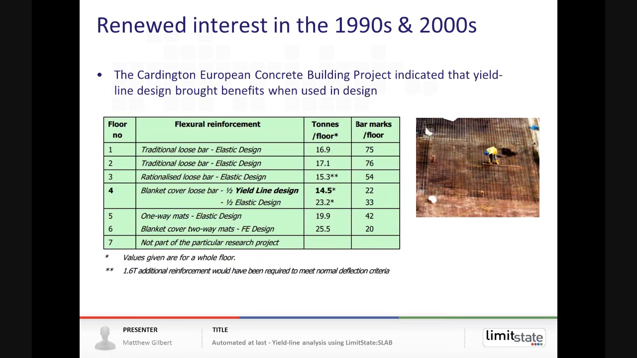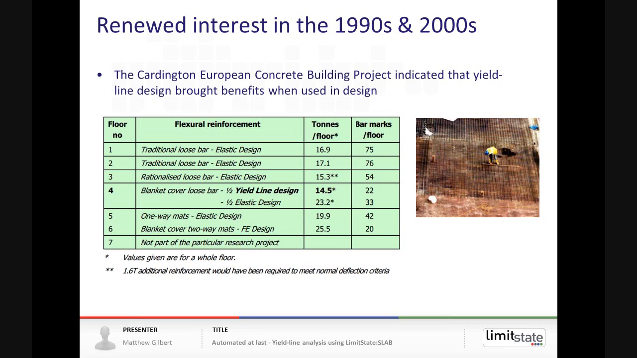Similar time, there was interest from the design side as well. So a large scale building model was constructed in the airship hangar at Cardington, and one of the objectives was to evaluate different methods of designing concrete slabs, either using elastic methods or using yield line methods.